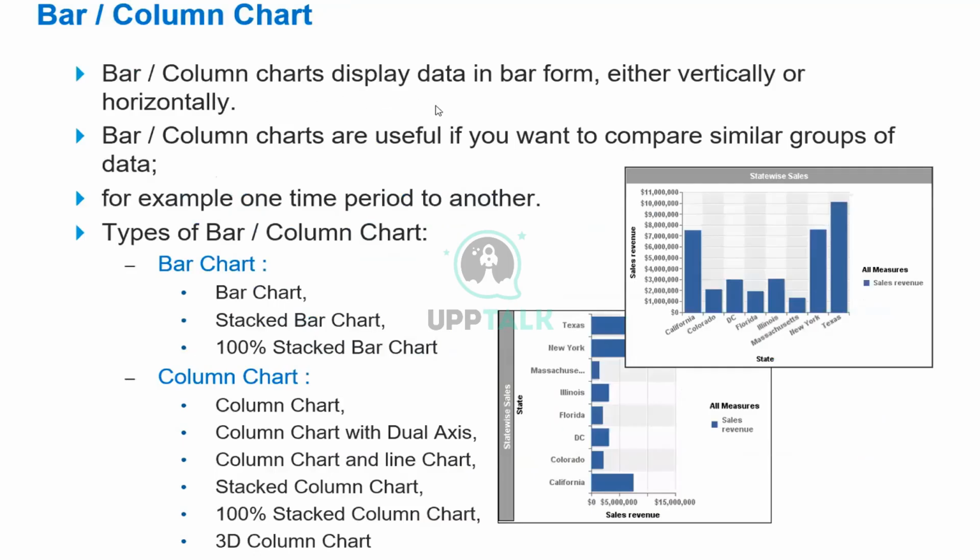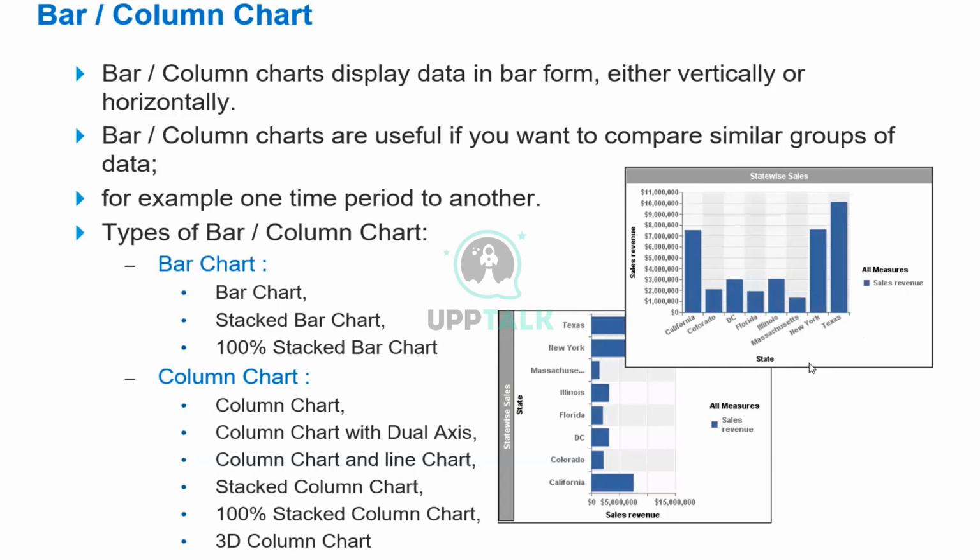Bar chart. A bar or column chart displays data in the form of bars, either vertically or horizontally. This is a vertical bar chart and this is a horizontal bar chart. Bar charts are useful if we want to compare similar groups of data, for example, one time period to another time period. Like if you see here, sales revenue over states, we are comparing.